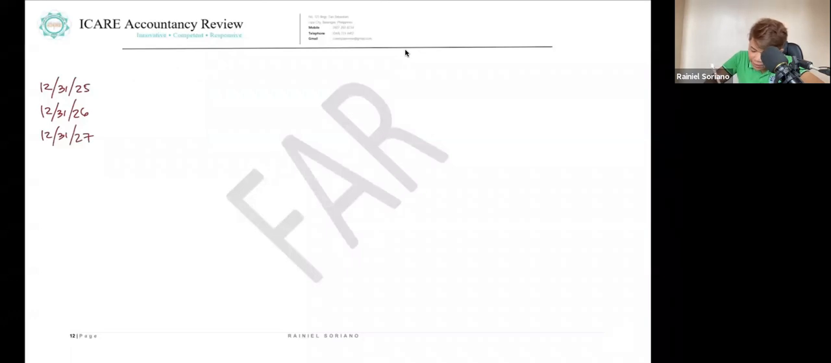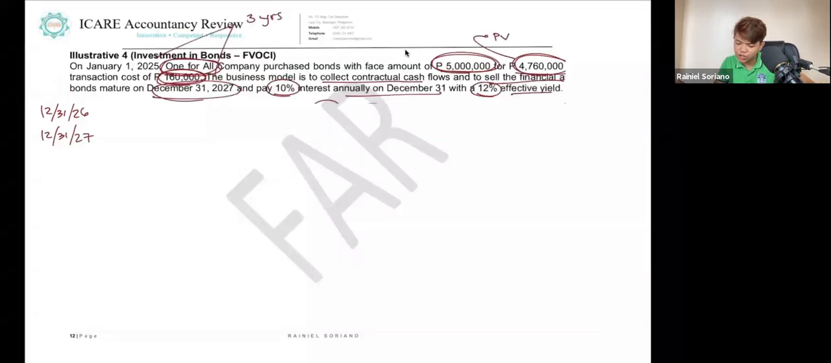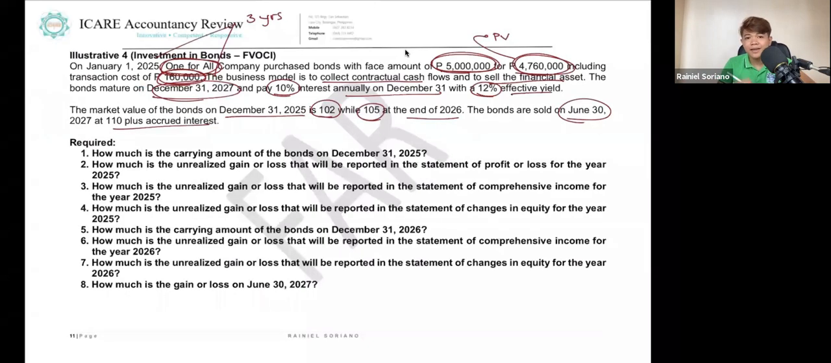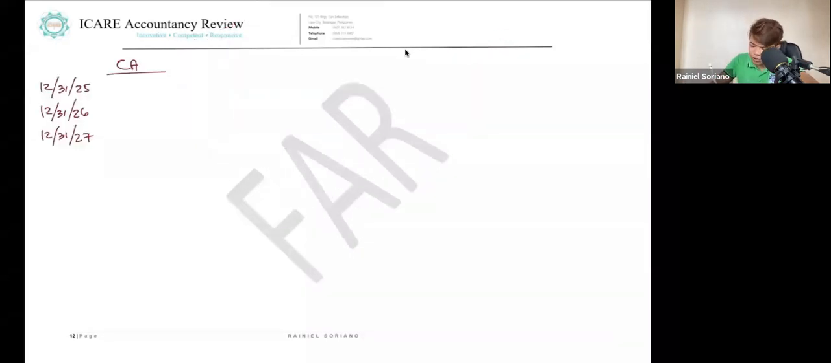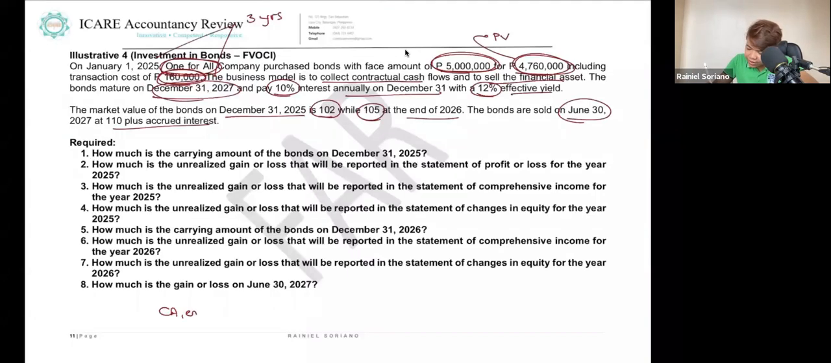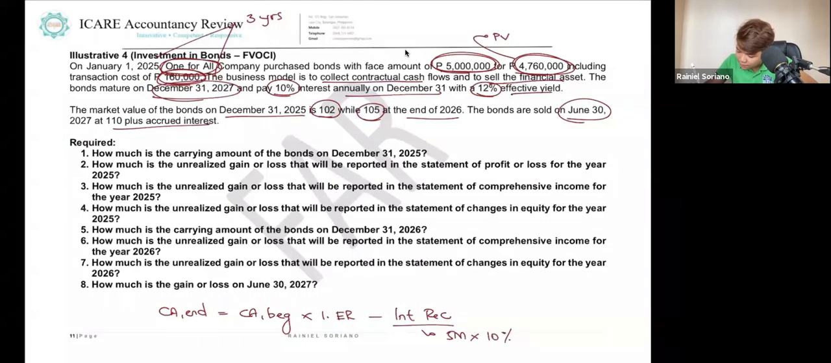Huwag na tayong mag-prepare. Again, let's no longer prepare the amortization table. Hindi naman tinatanong eh. Tama ba? So, using the shortcut formula na lang. Ano nga ulit yung formula natin? Carrying amount at the end is equal to carrying amount at the beginning times 1 plus the effective rate, minus interest received. So, magkano ba yung interest received natin? Interest received is equal to 5 million face amount times the nominal rate na 10%, no? Okay? Because our effective rate is actually equal to 12%. Okay? So, interest received natin is 500,000 pesos.